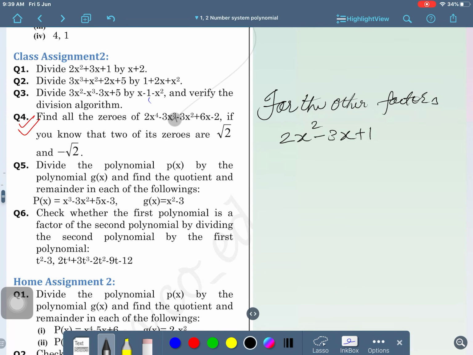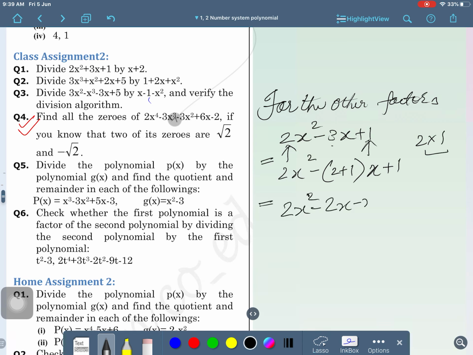We need to factorize it. How can we factorize it? By the first term and middle term splitting method. 2 and 1 are to be set so as to bring 3 as a sum or difference. So 2 plus 1, outside x is there and 1 also. Further 2x square minus 2x minus 1 times x plus 1. Clear?